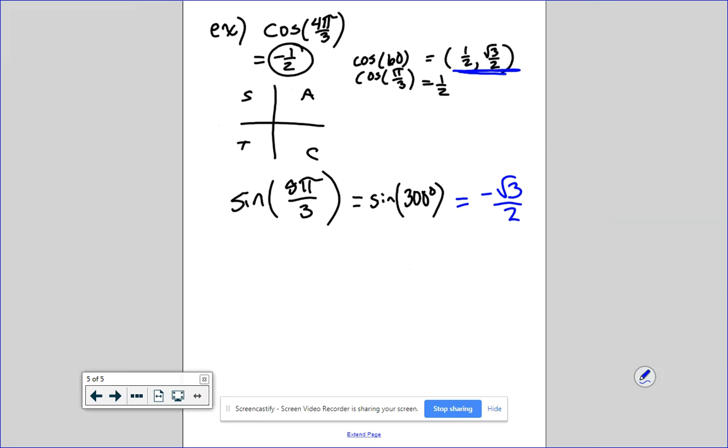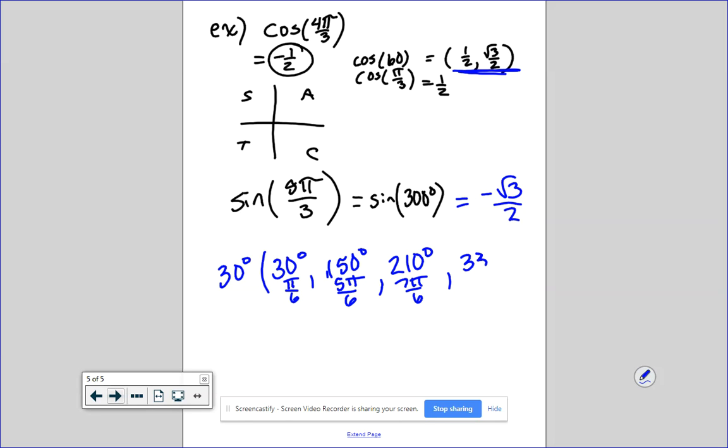So now, just to make sure we understand the bow ties. If I have my 30-degree bow tie, the 30-degree bow tie is 30 degrees, which is pi over 6, 150 degrees, which is 5 pi over 6, 210 degrees, which is 7 pi over 6, and 330 degrees, which is 11 pi over 6. Those are all the values 30 degrees away from the edge of your quadrant.